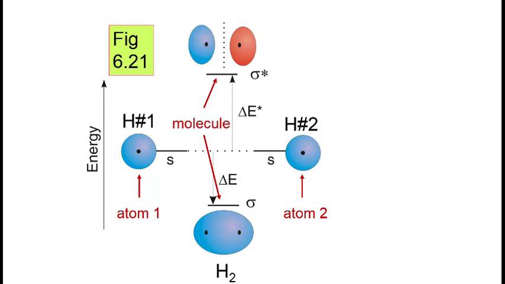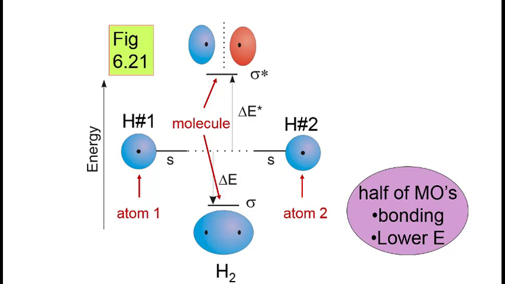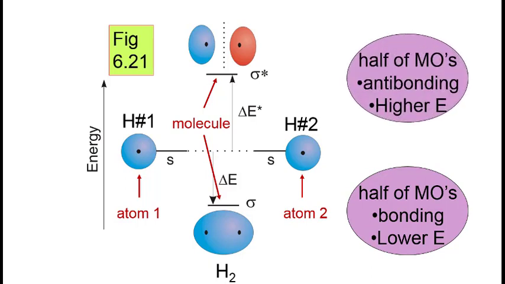We can make the following general statements when atomic orbitals are mixed to form molecular orbitals. Half of the molecular orbitals that are formed are bonding and are at lower energy. Half of the molecular orbitals that are formed are antibonding and are at higher energy. We should expect this result regardless of how many atomic orbitals are mixed together.